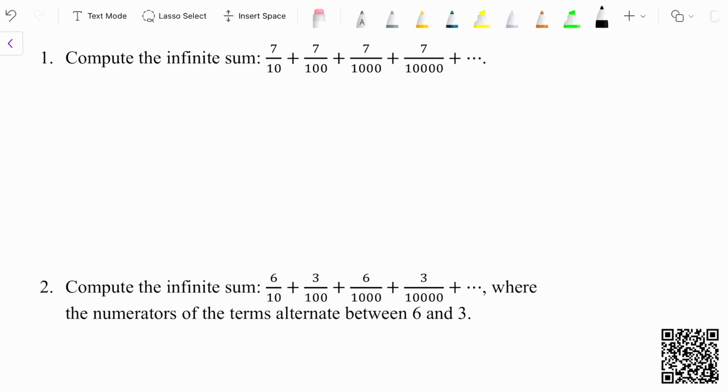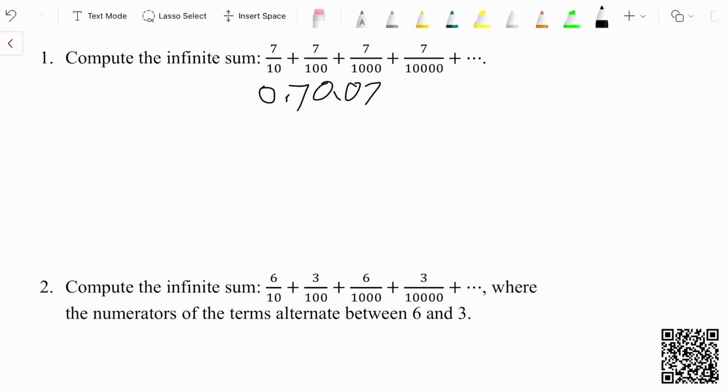Today's first question is, compute the infinite sum of 7 over 10 plus 7 over 100 plus 7 over 1,000 plus 7 over 10,000 plus all the way on. So to solve this, there are actually two methods, but I'm going to go with the very simple outright one. Well, there's probably more methods, like the mathematician style. But I'm going to go with the simplest one here, and that's just to convert all of these into decimals.